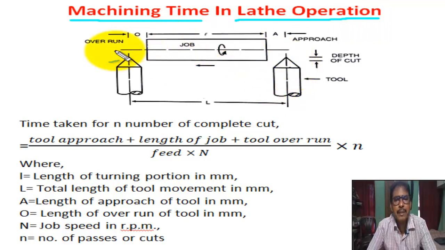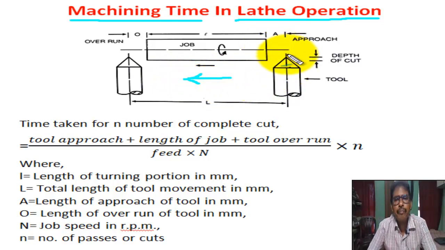Here in this figure, this is the job, rotating at capital N RPM. This is the length of the job, small l. This is the tool starting position. This is the tool end position. The tool moves from right side to left side in this direction.